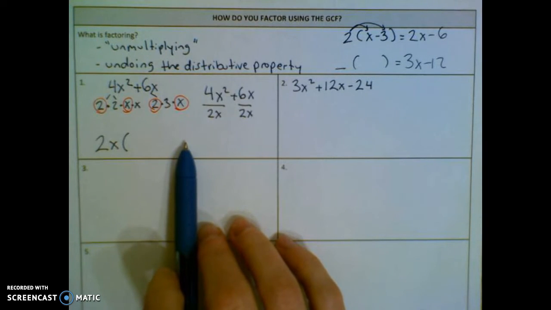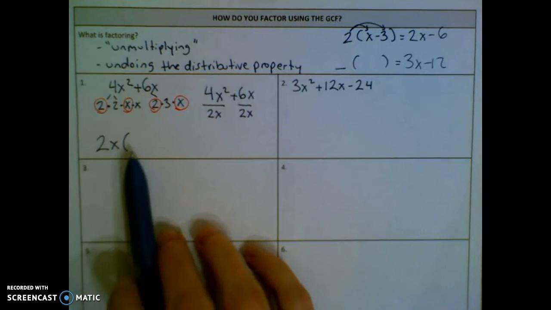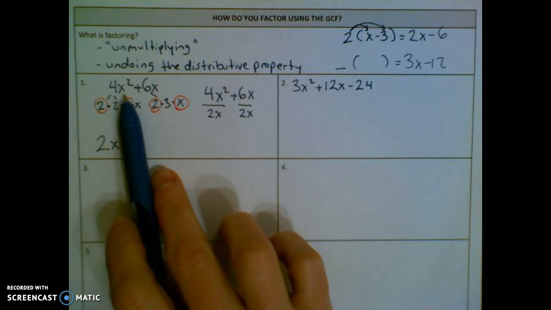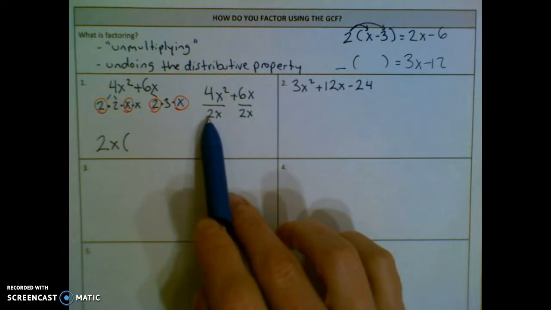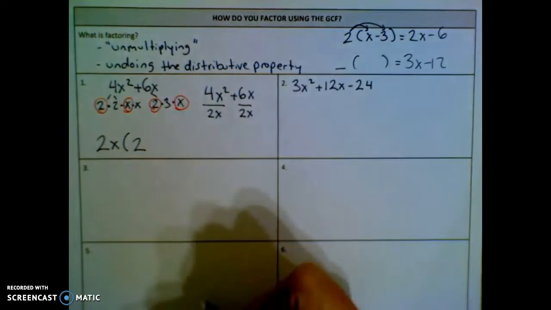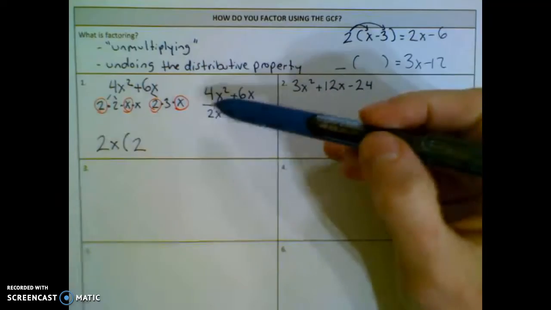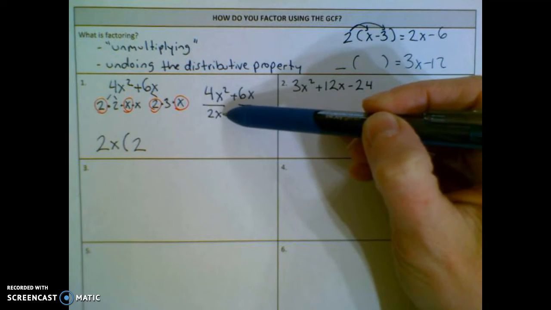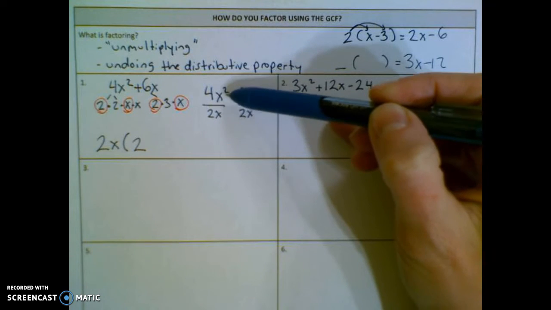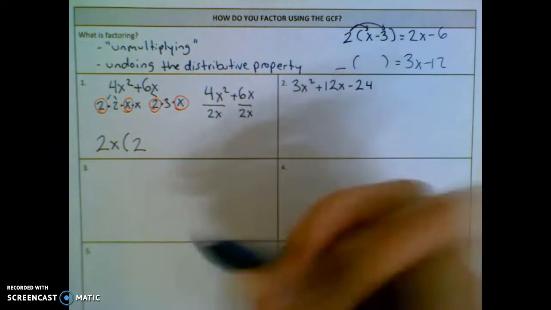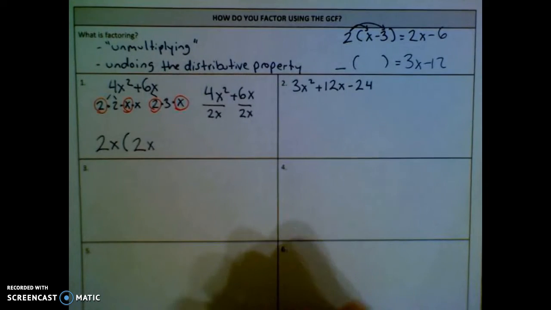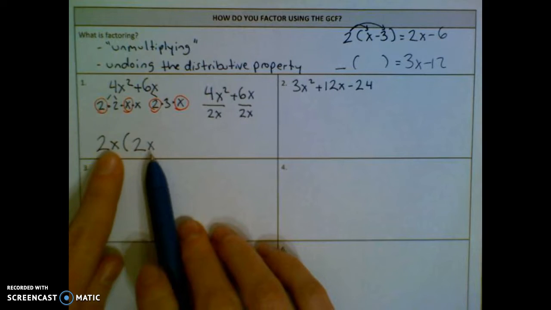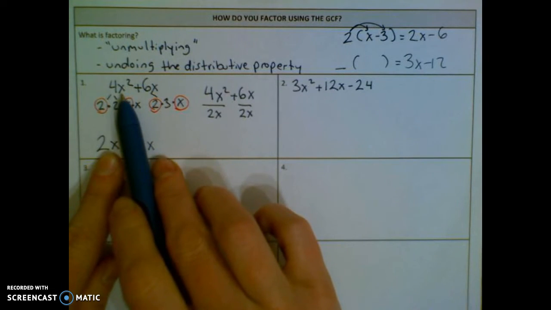Okay. Basically, I'm asking myself, 2 times what is 4? And x times what is x squared? Same thing as saying 4 divided by 2 is 2. And then in the last section, we've done our power rules here. So x squared divided by x, I subtract those exponents. So 2 x's take away 1 x leaves me 1 x left over. So 2 times 2 gives me that 4, and then x times x gives me x squared.